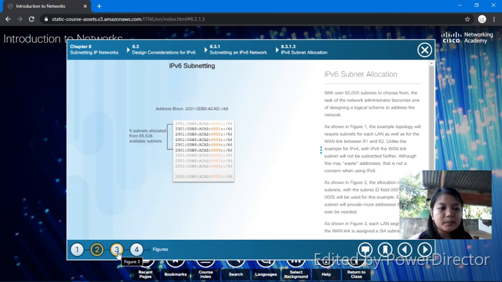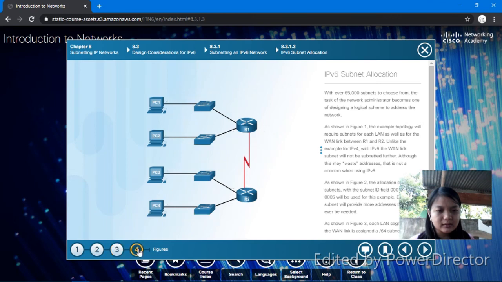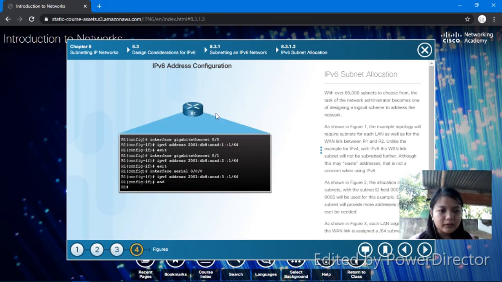This one, the IPv4 subnet, so they subnet it. And then these are the IPv6 addresses. Then they will configure the interface gigabit Ethernet, then the IPv6 address, and then they will exit. Then in 0/1 again, the IP address, then exit. In the interface serial, then the IP address, then end.